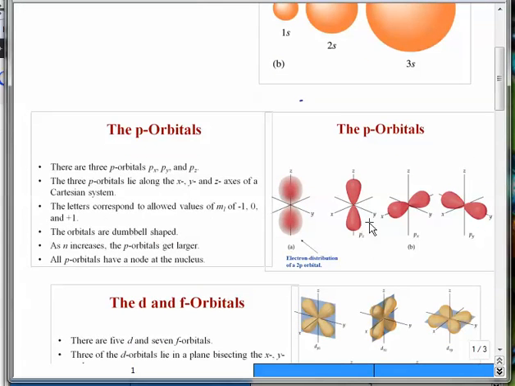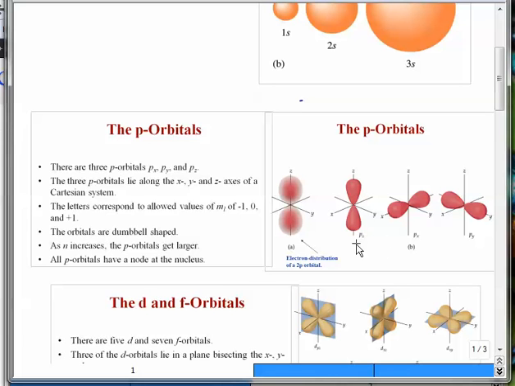But for p orbitals, we can have those two lobes oriented along the z-axis of an xyz coordinate system, a Cartesian coordinate system, or we can have a p orbital oriented along the x-axis, like this one, or we can have a p orbital oriented along the y-axis. So we can call these p sub z, px, and py.